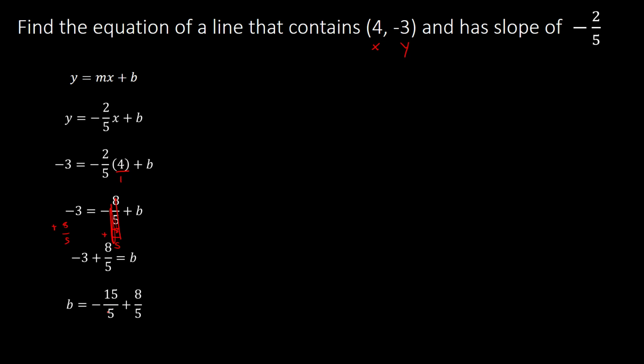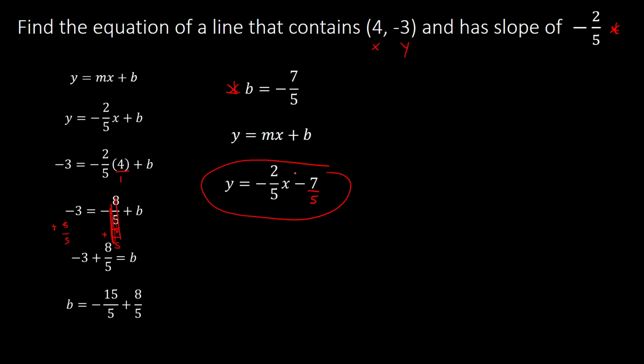And then I can add these together. -15 plus 8 gives me -7 over 5. So now we have our intercept right here. We have our slope of -2/5 right here. Plug all of that in, and I'm going to get -2/5 x. And then your y-intercept would be -7, so it should be -7 over 5. So this here would be your equation. That's the equation of the line that contains this point, (4, -3), and has a slope of -2/5.